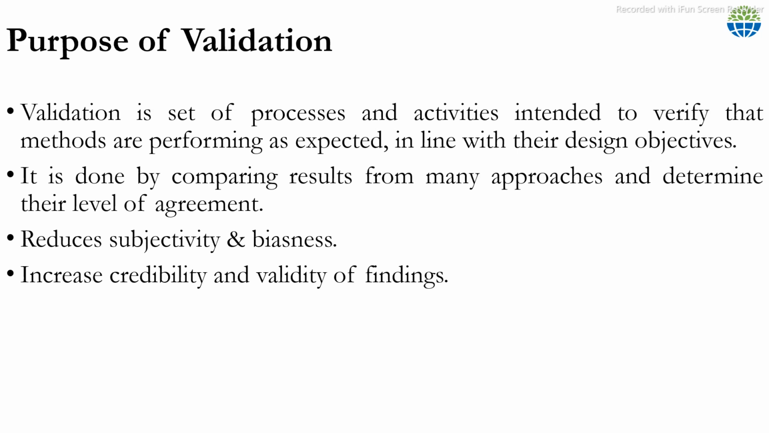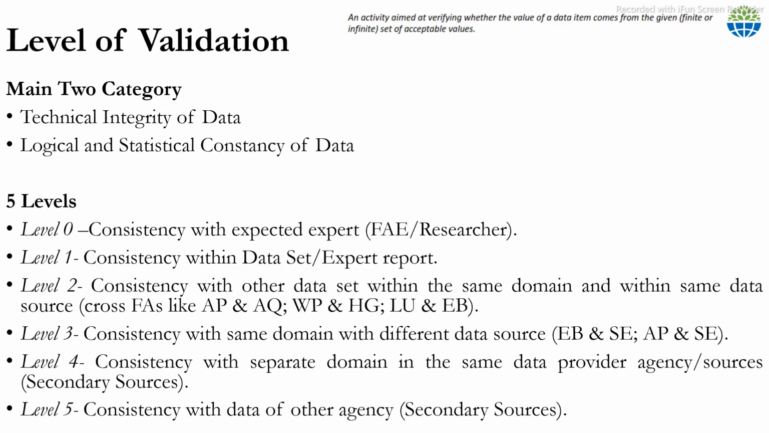In this data validation, we also need to reduce the bias, increase the credibility, increase the validity of findings, and increase the acceptability range. There are five levels, in two major categories: technical integrity of data, and logical and statistical consistency of data. These two categories of validation have five levels. First is the zero level, then 1, 2, 3, 4, 5.